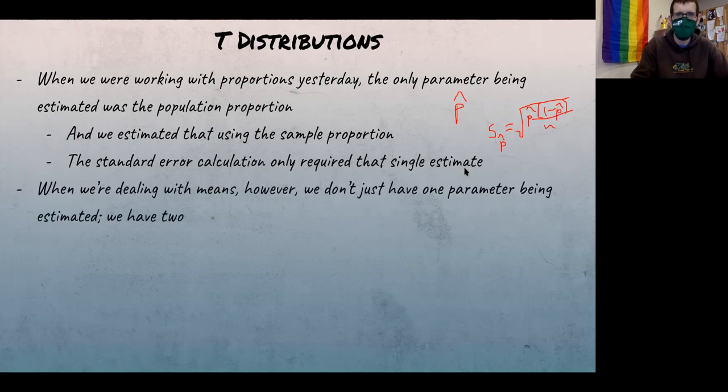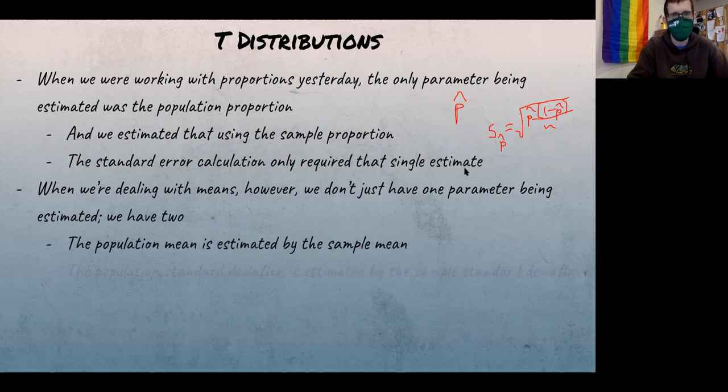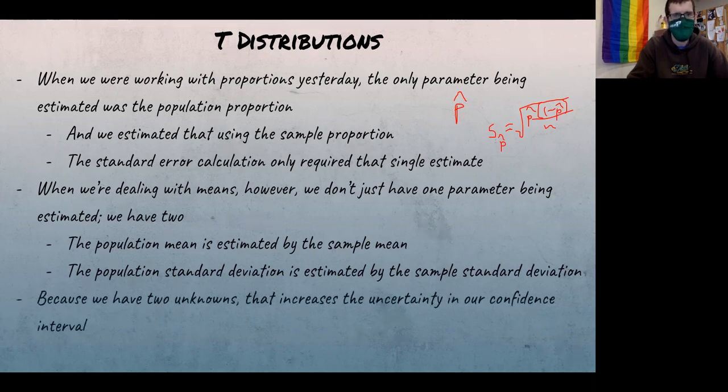When we're dealing with means, we don't just have one parameter estimated, we have two. The population mean is being estimated by the sample mean, and the population standard deviation is being estimated by the sample standard deviation. So there are two unknowns, and that increases the uncertainty in the confidence interval.